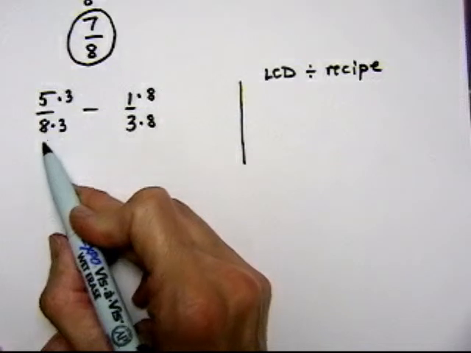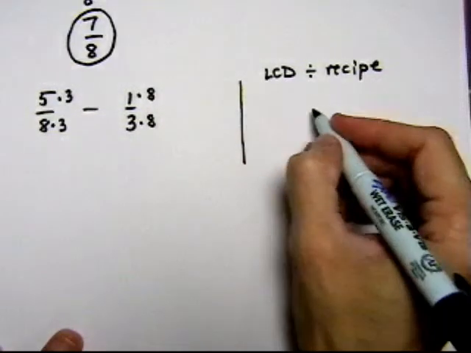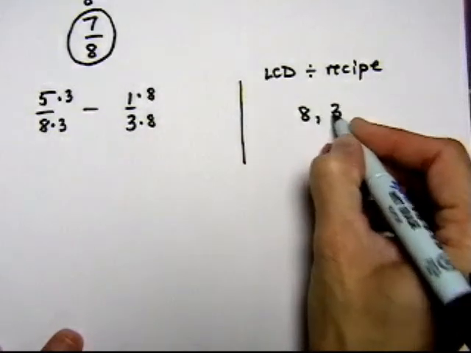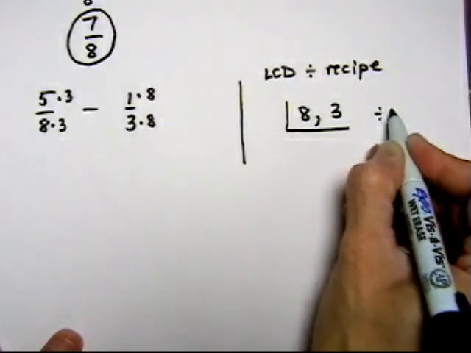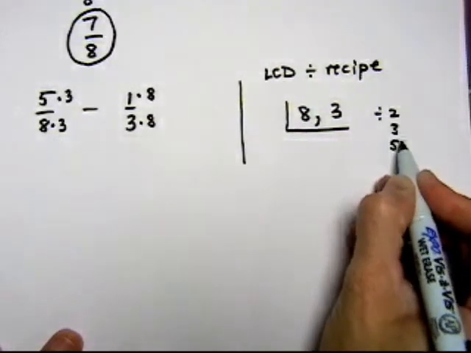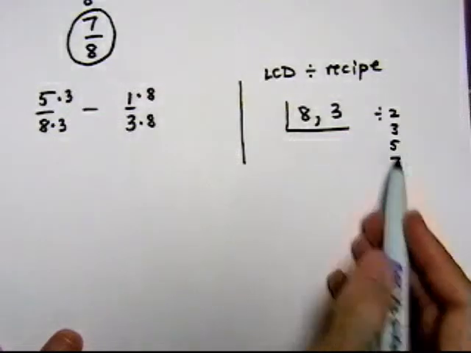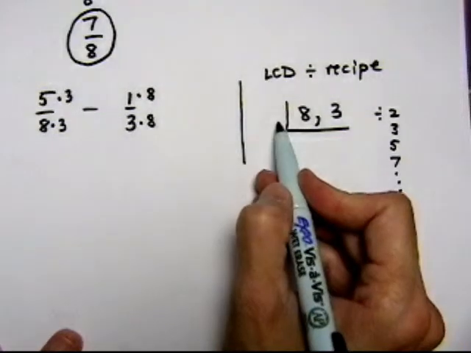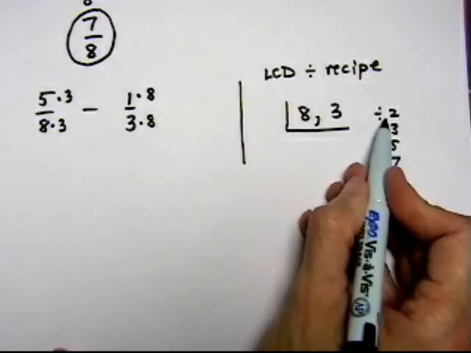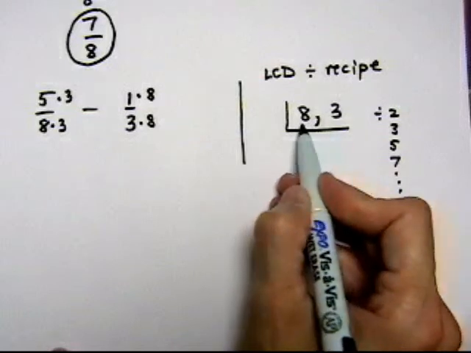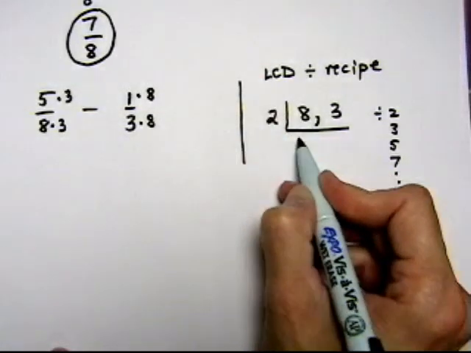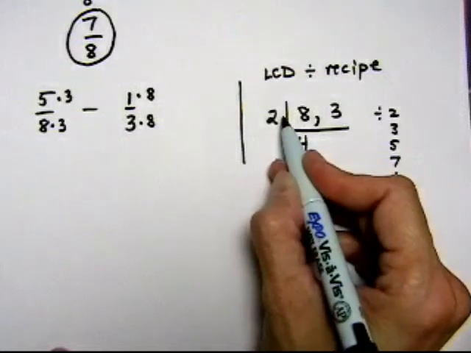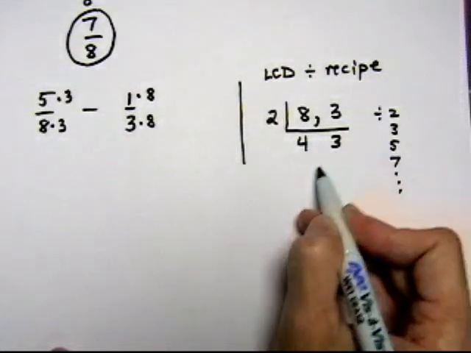Take your 2 denominators that you started with, 8 and 3, and list them, and then we're going to divide them by prime numbers, 2, 3, 5, 7, and usually you don't have to go very far. So what I'll do is, if 2 works, if it divides one of these numbers, I have to use it, so I'm going to start with 2. 8 divided by 2 is 4. 3 divided by 2 doesn't work, so I'm just going to bring the 3 down.